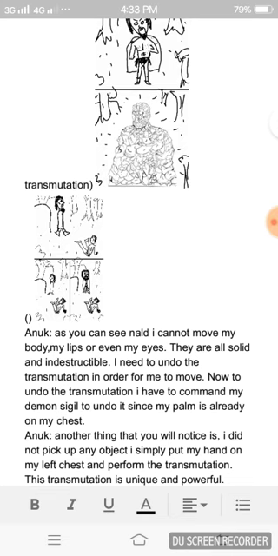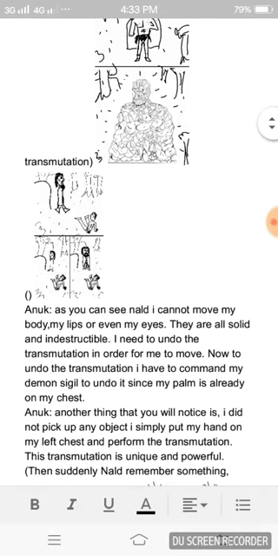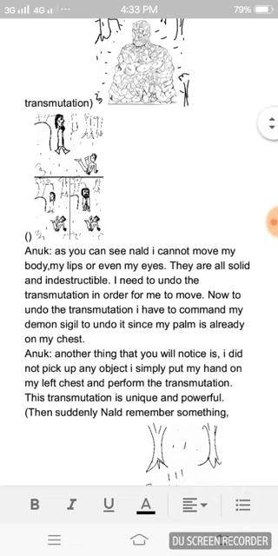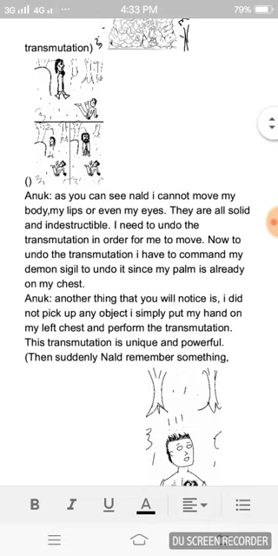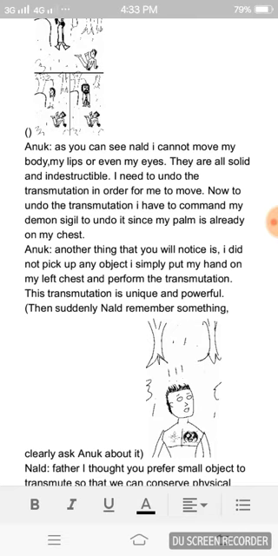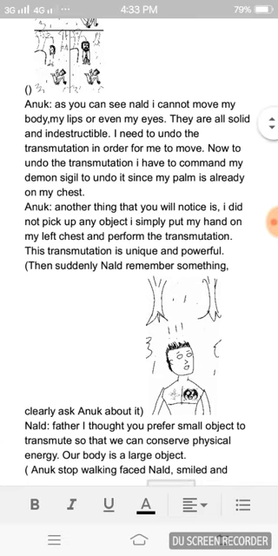As you can see now, I cannot move my body, my lips, or even my eyes. They are all solid and indestructible. I need to undo the transmutation in order for me to move. Now to undo the transmutation, all I have to do is command my demon sigil to undo it, since my palm is already on my chest. Another thing that you will notice is I did not pick up any object. I simply put my hands on my chest and performed the transmutation. This transmutation is unique and powerful.